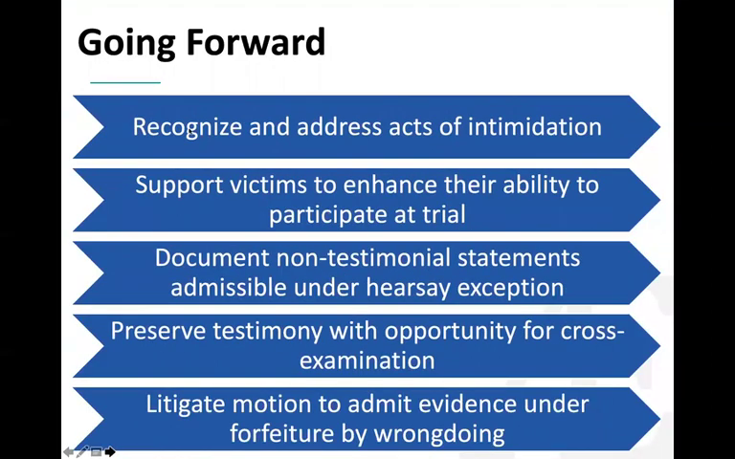So going forward, we want to recognize and address acts of intimidation, support the victims to enhance their ability to participate at trial, document non-testimonial statements admissible under the exceptions, preserve that testimony with an opportunity for cross-examination, and litigate motions to admit evidence under forfeiture by wrongdoing or under a theory of non-testimonial hearsay.